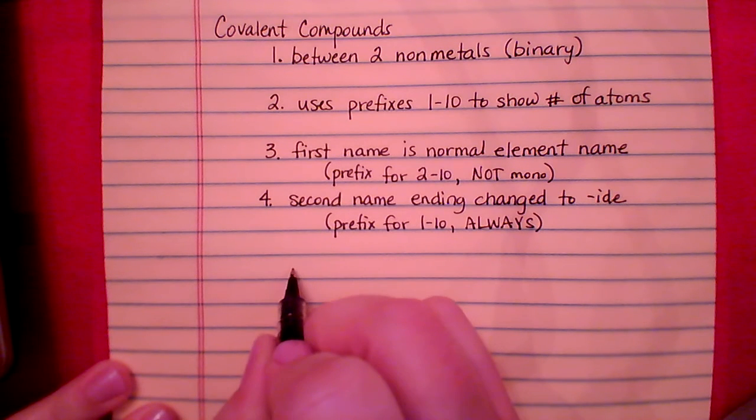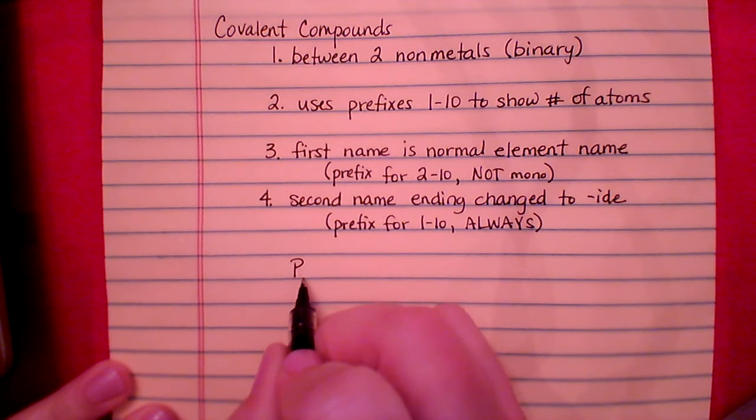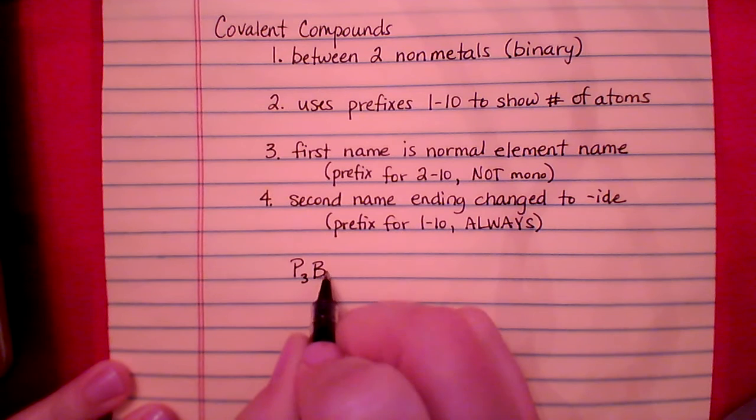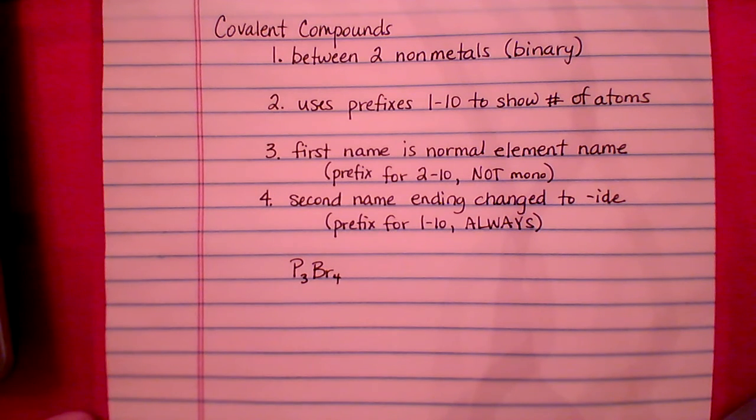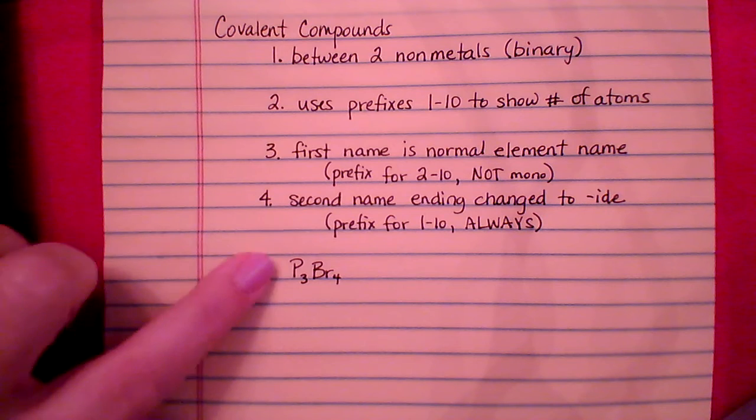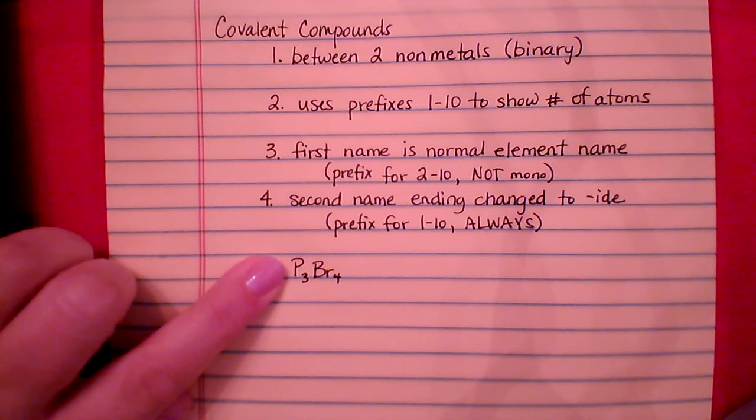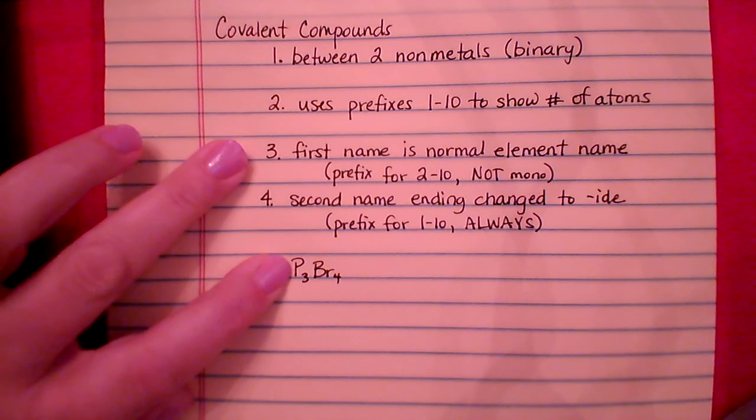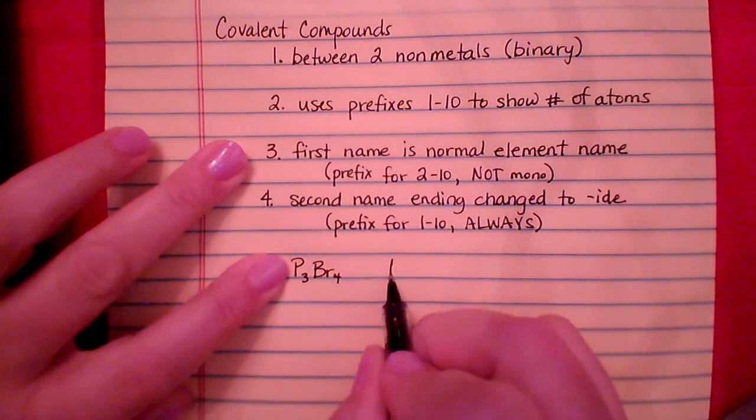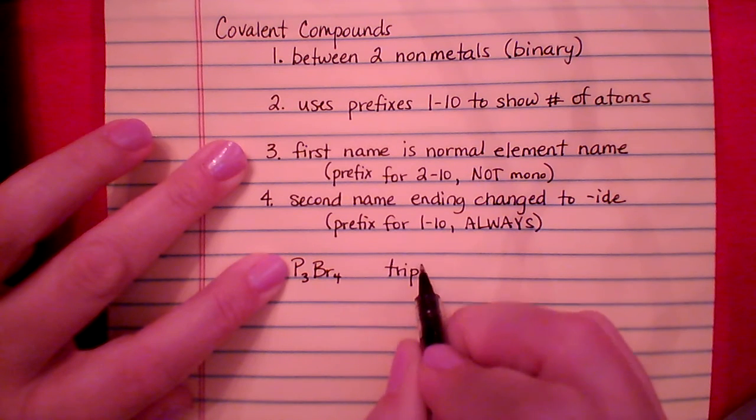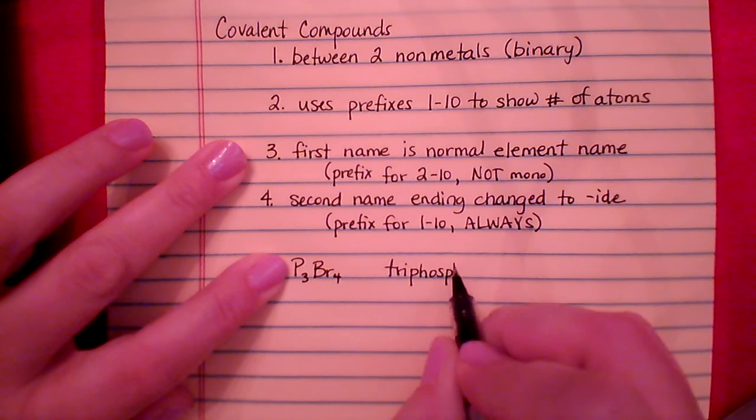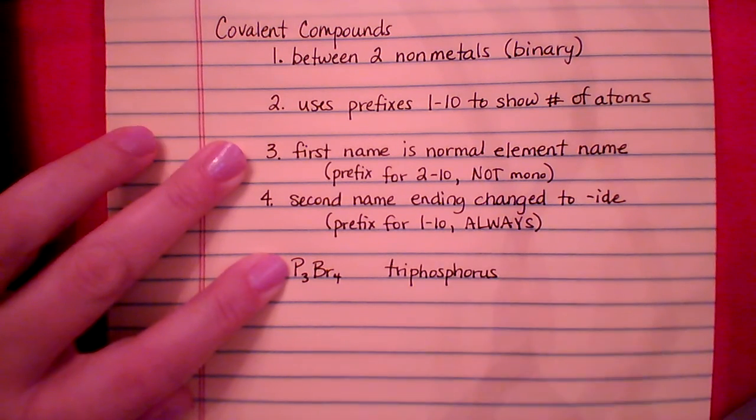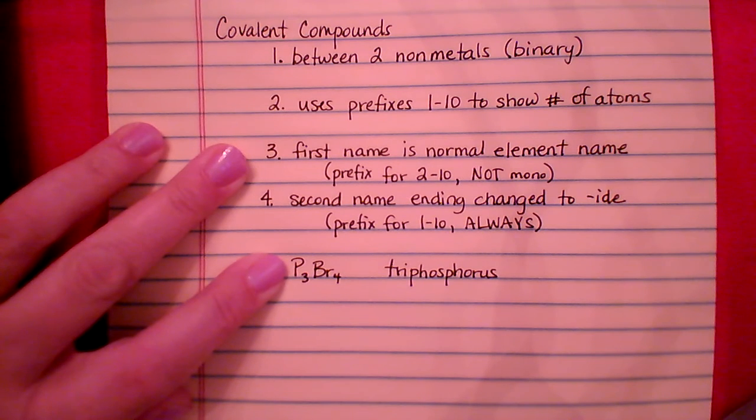So for instance, if I have P3Br4, the 3 would tell me my prefix on my first element, and the first element is phosphorus. So I'm going to use the normal name. So 3 is tri. So triphosphorus for the first name.